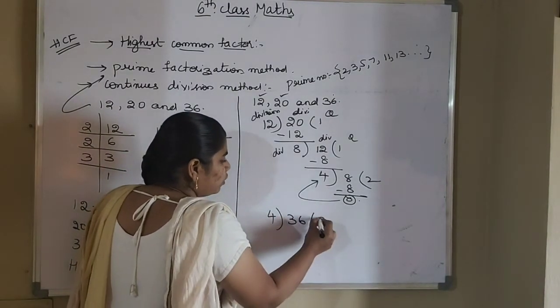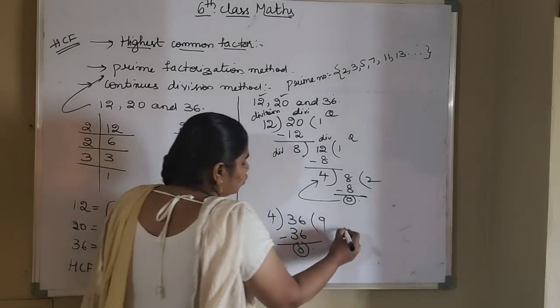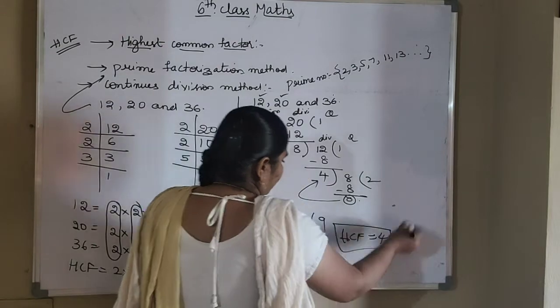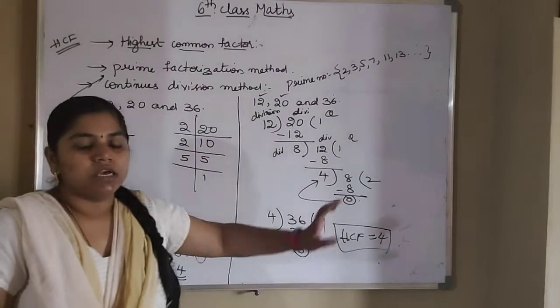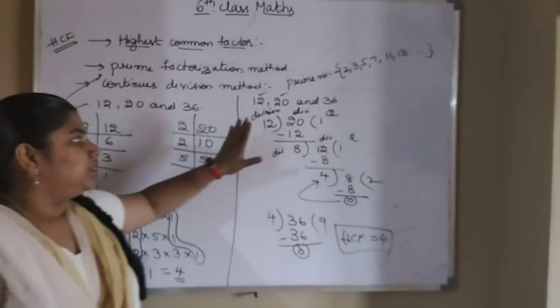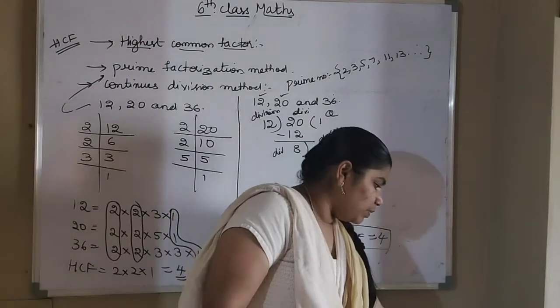4 nines are 36. You got the remainder as 0. So what is the HCF value? You got it as 4. So in both the cases, you got the HCF value as 4 only. So this is our prime factorization method. This is our continuous division method. So one more example we will take.